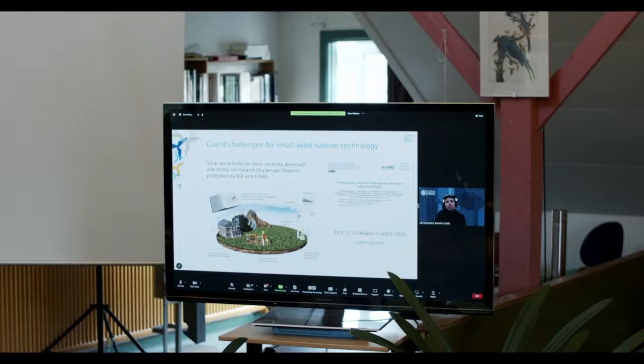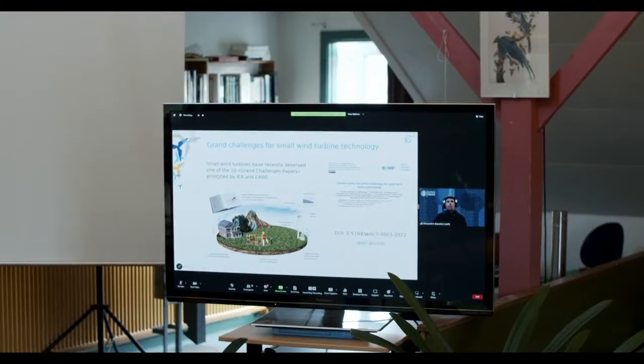And so after a little bit of discussion, small wind turbines deserved one of the 10 papers representing the grand challenges. And the one I am presenting today is exactly a part of this collection. As said, you can find it open access at this DOI in Wind Energy Science.